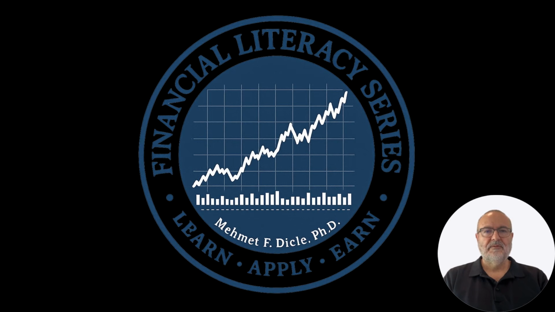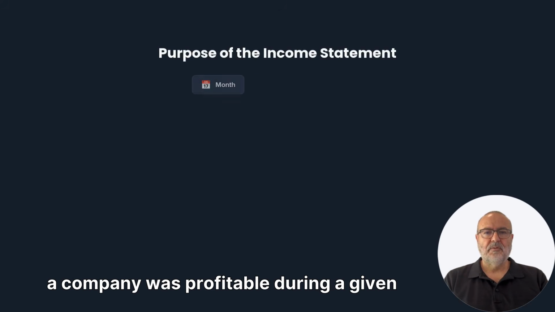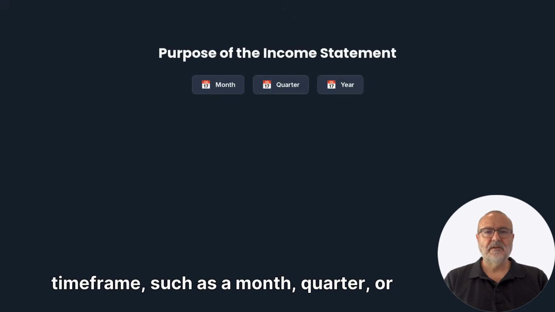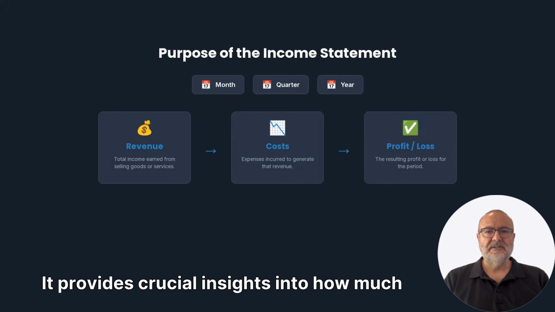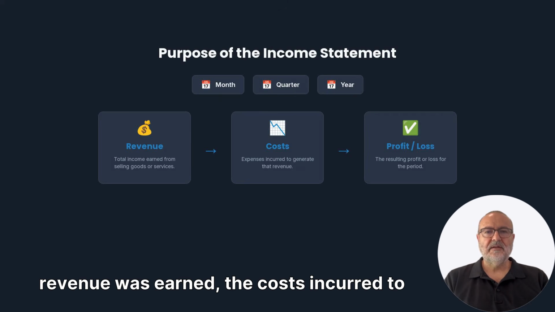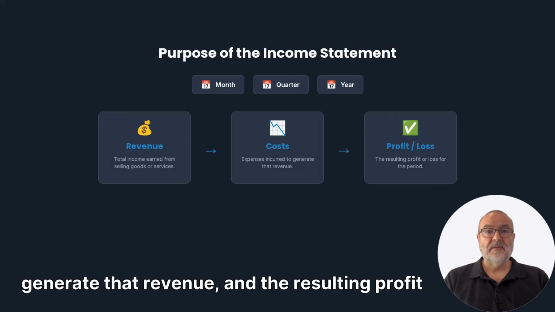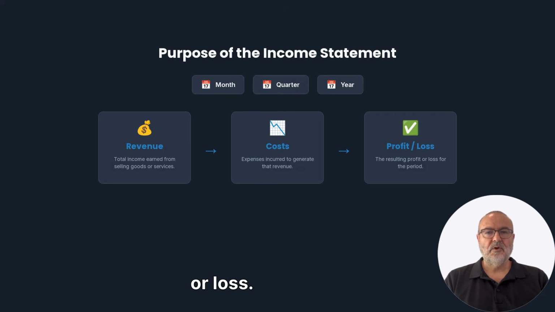Also known as the profit and loss statement, it's a primary financial document used to evaluate a company's performance over a specific period. Its main purpose is to reveal whether a company was profitable during a given time frame, such as a month, quarter, or year. It provides crucial insights into how much revenue was earned, the costs incurred to generate that revenue, and the resulting profit or loss.